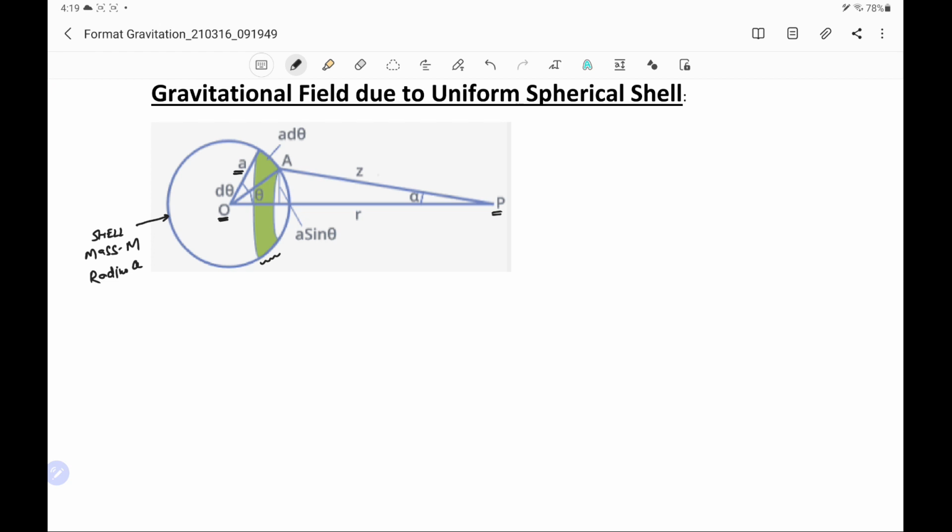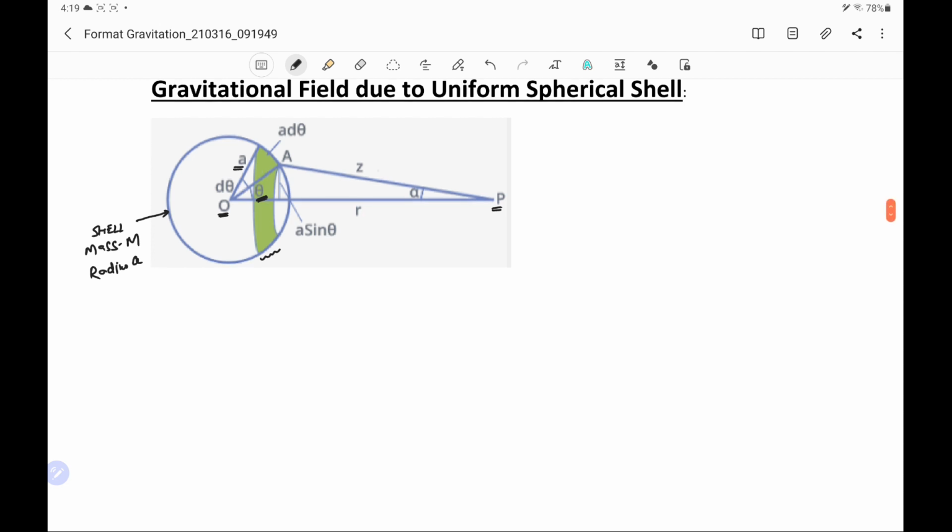This ring makes an angle theta at the center with the line OP, and the thickness of this ring makes angle d theta. So we can find the radius of the ring as a sine theta using the trigonometry which we have done earlier, and this a d theta is the width of the ring.